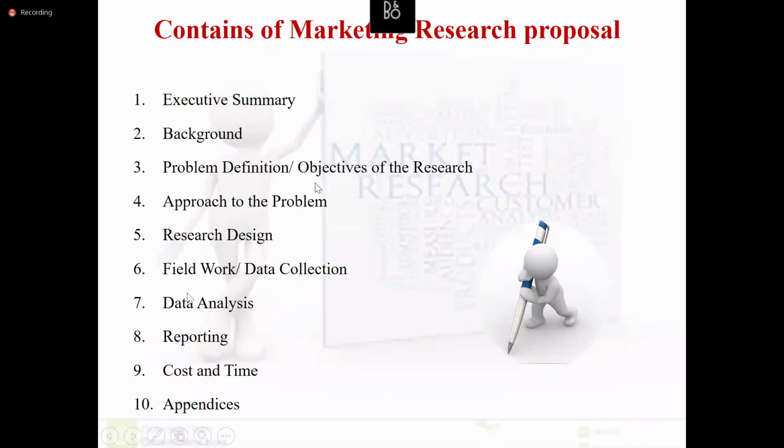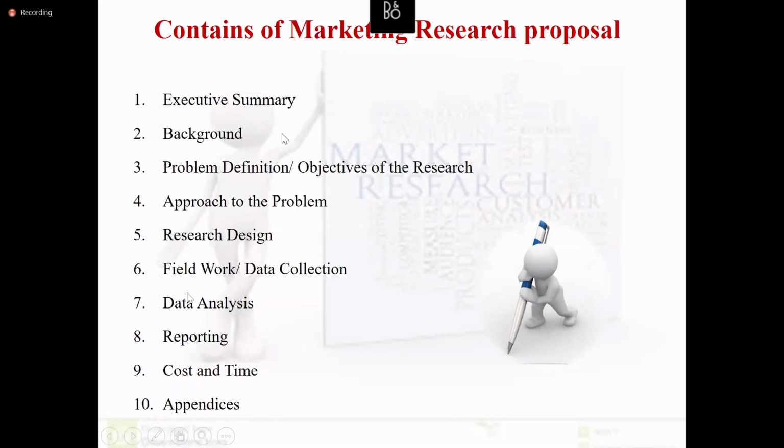And this is how the format will look, the contents that have to be included. So the executive summary is there, and that would be based on all the following sections, from the second to the ninth. What has been discussed will be taken in summarized form in the executive summary.